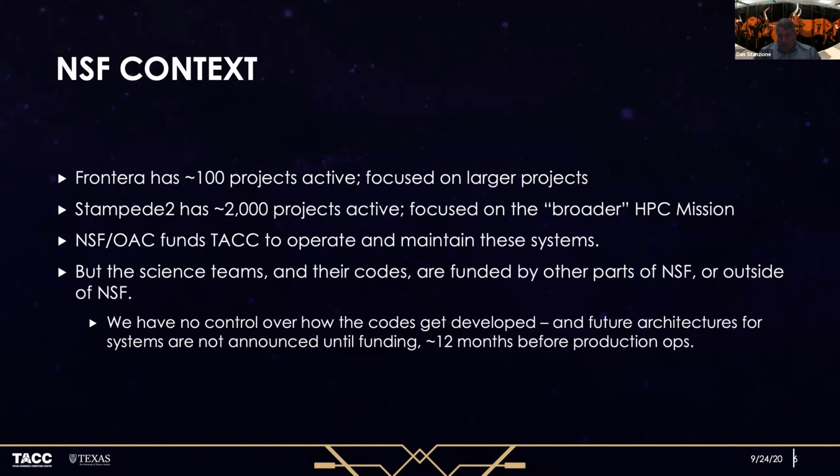Stampede 2 is sort of our broad mission system. It's actually similar scale. It's about 6,000 nodes, but we have 2,000 projects active on it. Our data for the last 5 years show that there's about 35 or 40 binaries that get the top half of the cycles, and there's 4,000 binaries that get the other half of the cycles. So we get funded by NSF to acquire the systems and to operate and maintain them.